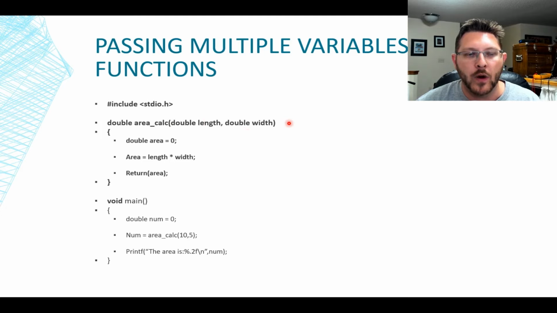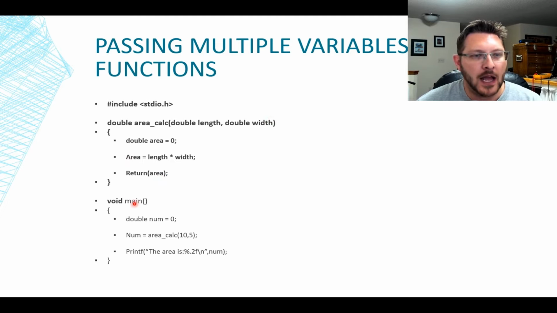Of length and width. Okay, so what I'm going to do is I'm going to write a variable called area, going to assign that to 0, and then I'm going to say area is equal to the length variable that we get up here, whatever we pass to it, times the width variable, whatever we pass in that parameter. And then we'll return this area variable.